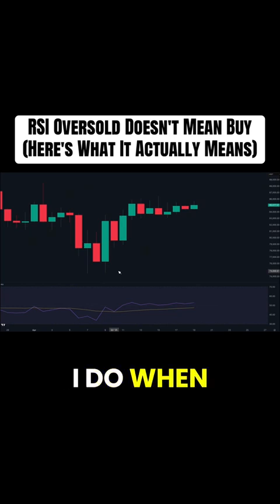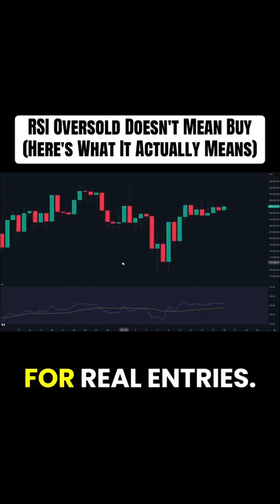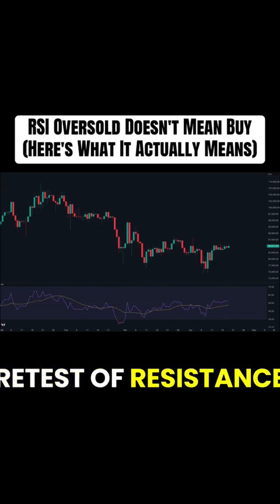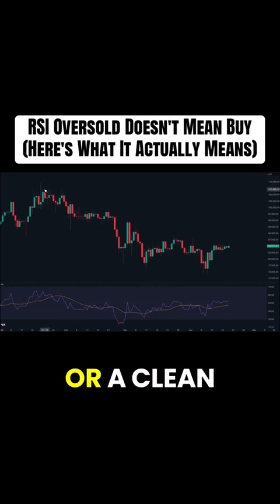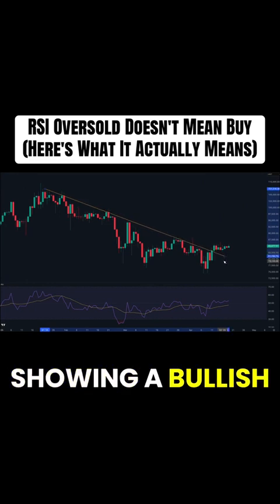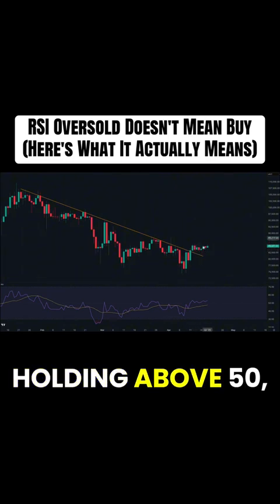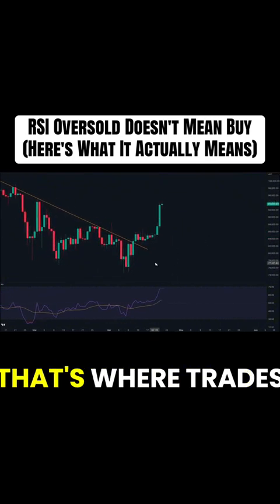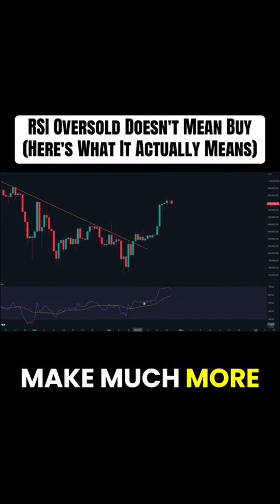So what do I do when RSI is above 50? I go back to the price chart and look for real entries. A higher low, a break and retest of resistance turning into support, or a clean bullish structure. If price is showing a bullish pattern and RSI is holding above 50, now the strength and the structure are aligned. That's where trades make much more sense.